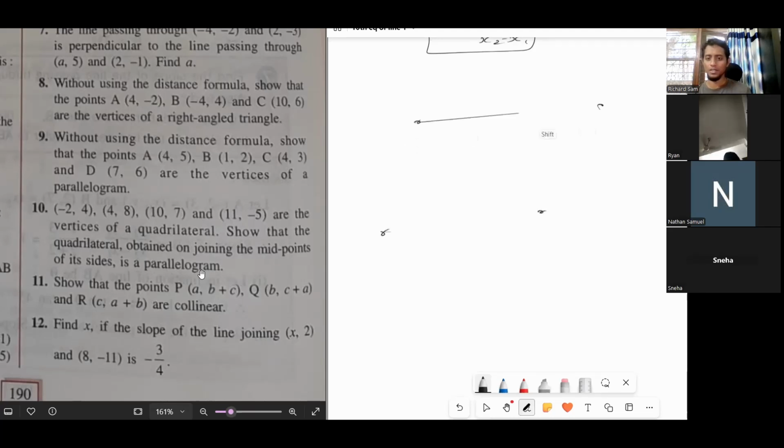I'm just joining them so that you can see and understand what it means. What they're saying, show that the quadrilateral obtained by joining the midpoints of its sides. So all these sides you need to find their midpoints. Now when you join these midpoints, what will happen? The shape that you get is a parallelogram. That you have to show.